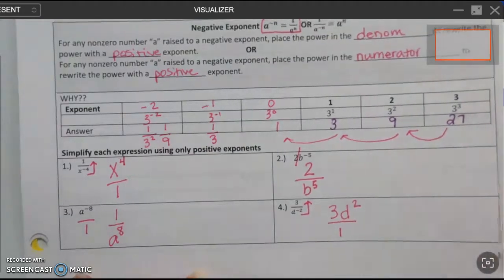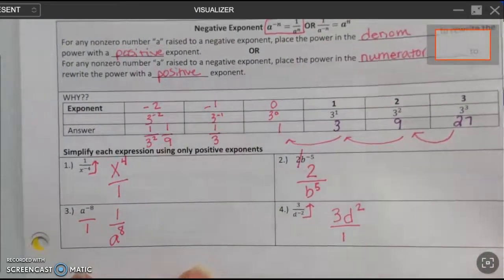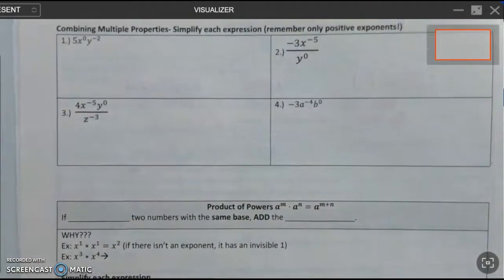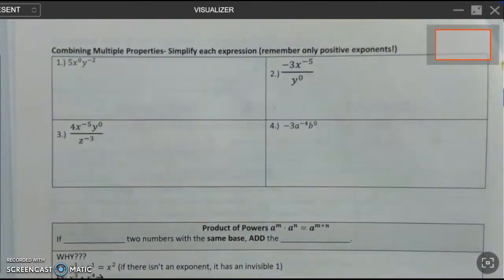We're going to go ahead and turn the page to page 4. Those are the first 2 rules. And as we learn the last 2 rules, we'll use the negative and 0 exponents within those rules. Here's a practice where the 0 and the negative exponents show up together. Your first question on the assessment will have both 0 and negative exponents in the first question.